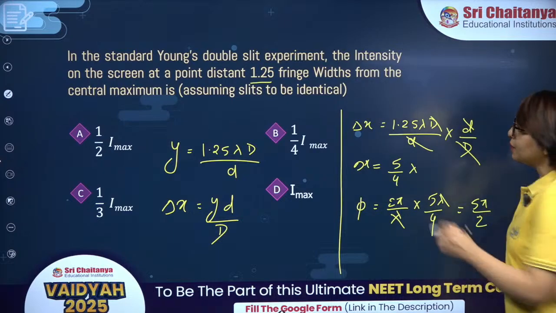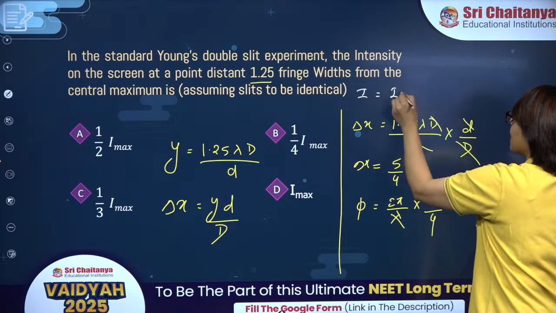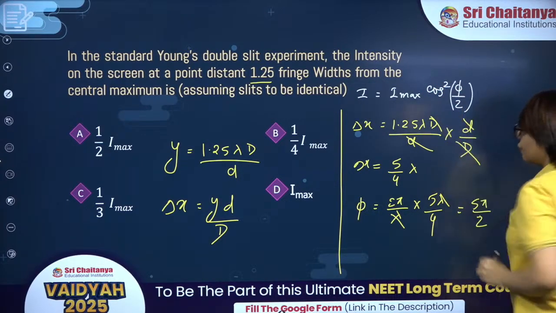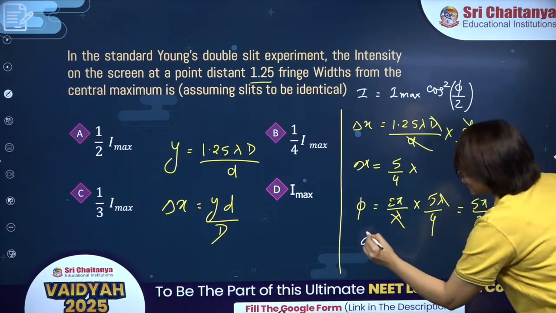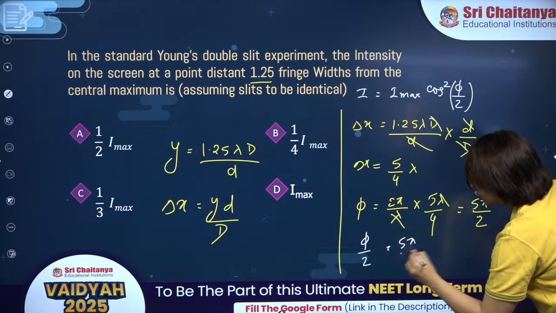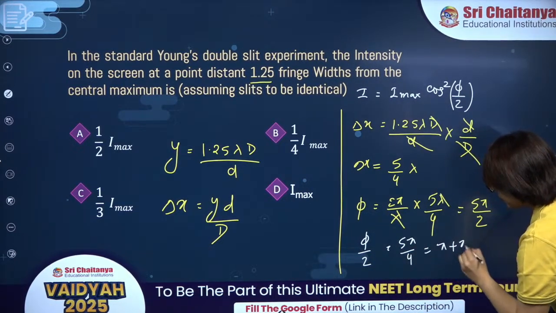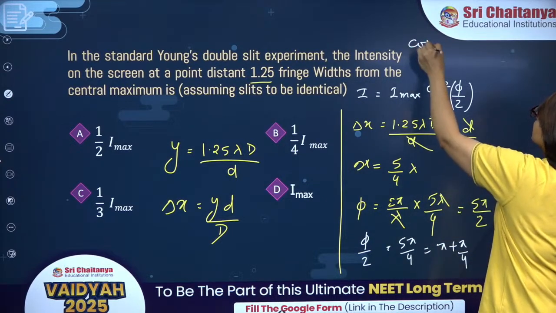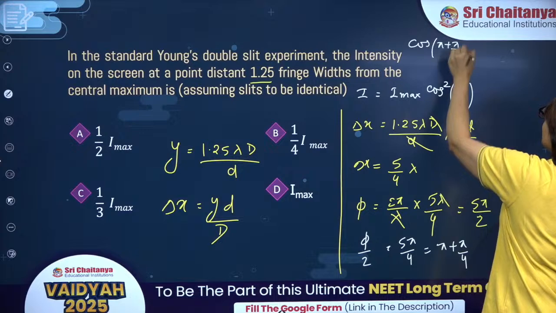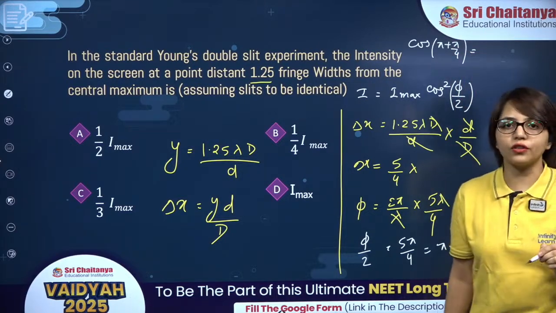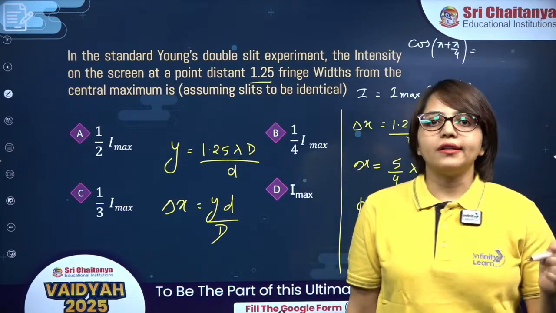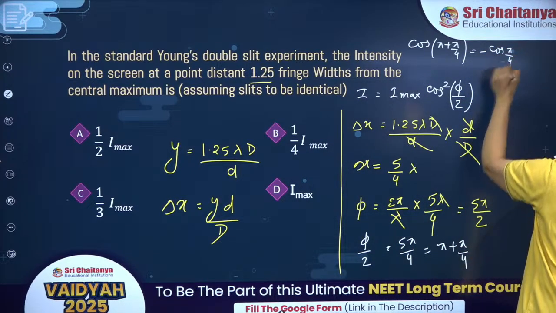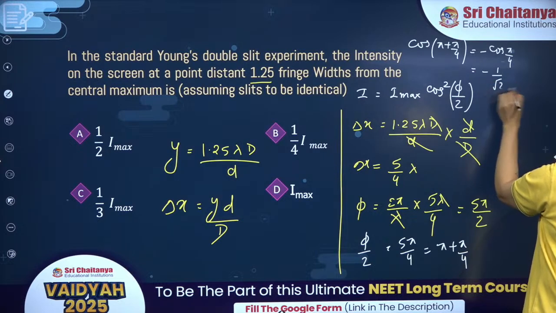Now this is the phase difference. What is the intensity? It is I max into cos square phi by 2. Phi is 5 pi by 2, so phi by 2 will be 5 pi by 4, which is pi plus pi by 4. So what is cos of pi plus theta? It is minus cos theta. So it will be minus cos pi by 4, which is minus 1 by root 2, right?